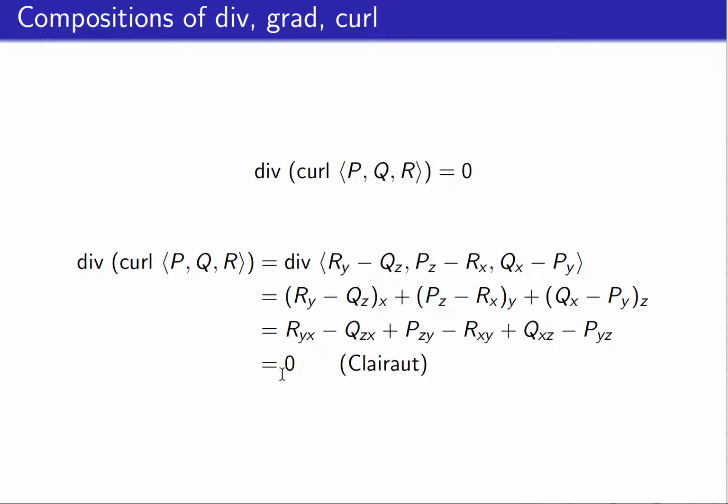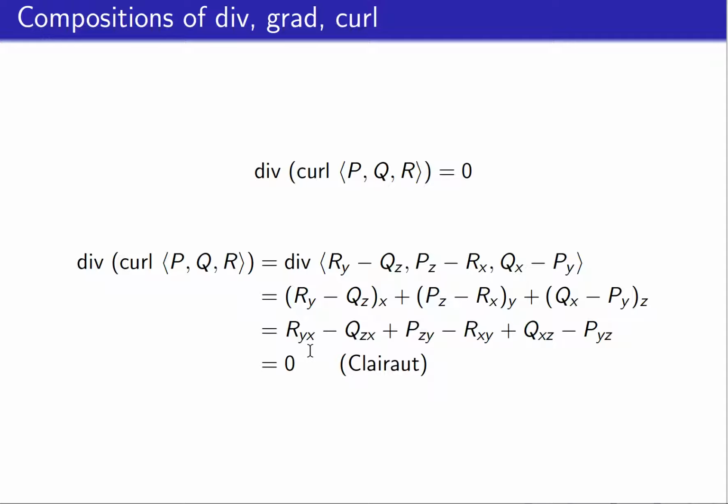Actually, there's another result that's kind of similar to this. The div of the curl is equal to 0. So here we go. The curl of (P, Q, R) is given by this formula. And if I need to take the div of it, I'm going to take the partial derivative of this with respect to x, the partial derivative of this with respect to y, the partial derivative of this with respect to z, and add it up. And this is just the derivative of the difference is the difference of the derivatives. So this is r sub yx. This is minus q sub zx, and so on. Just do the whole thing out like that.